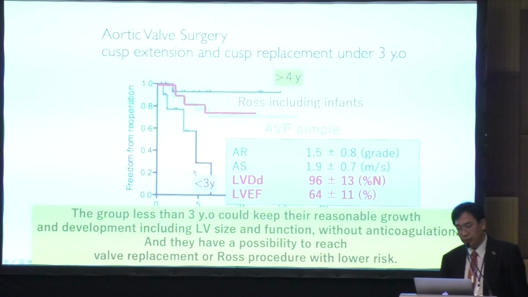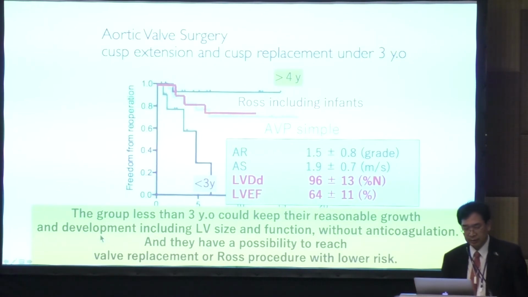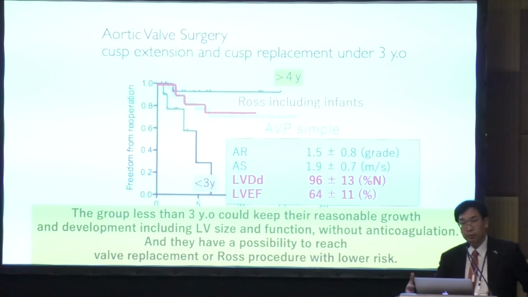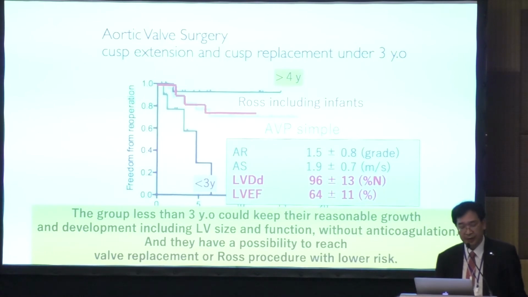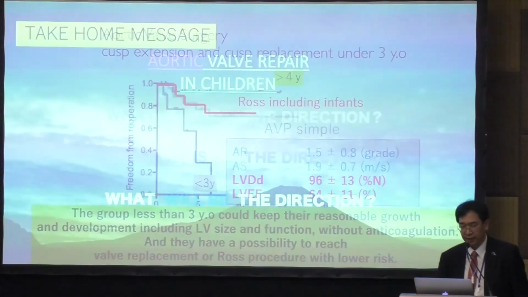This group had reasonable LV function, diastolic dimension, and ejection fraction. So the group less than 3 years old could keep their reasonable growth and development, including LV size and function, without anticoagulation. They have a possibility to reach valve replacement or Ross procedure late after this. I don't know exactly about aortic valve repair in the early infantile period.